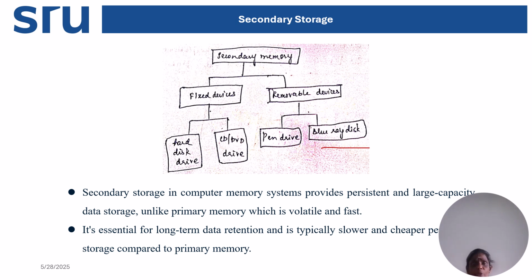Secondary storage in a computer system provides persistent and large-capacity data storage. It is inexpensive, therefore it is large storage. Unlike primary memory, which is volatile, secondary is non-volatile, but primary RAM is volatile. It is essential for long-term data retention and is typically slower and cheaper per storage compared to primary storage. Retention means we can retain the data for long.